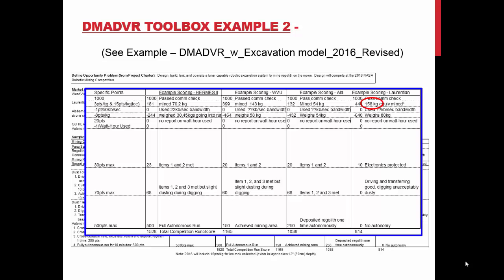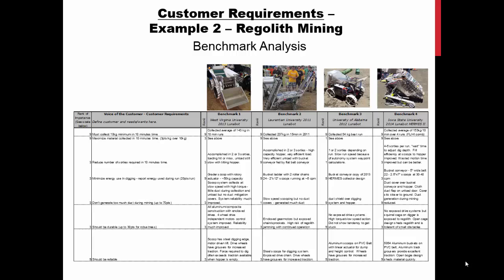Such as the amount of regolith collected, the weight of the rover, how it's scored on dust reduction, and how it fared on autonomous operation. Lastly, we can take a look at the points garnered and understand what points level our system has to be capable of attaining in order to be competitive.